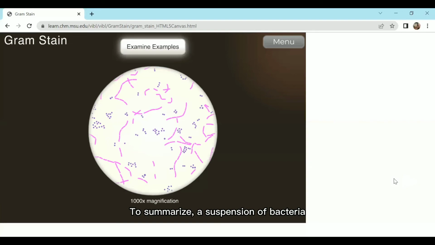To summarize, a suspension of bacteria was placed on a clean glass slide. We allowed the slide to dry, and then we fixed the smear with heat. The slide was then stained with crystal violet, treated with iodine to complex the crystal violet in the gram-positive cell wall, decolorized with alcohol, and then counterstained with safranin. However, we also washed the slide with water between each step. Lastly, we viewed the slide under the microscope using the 100x objective or 1000x magnification.